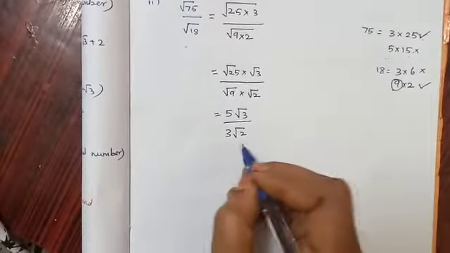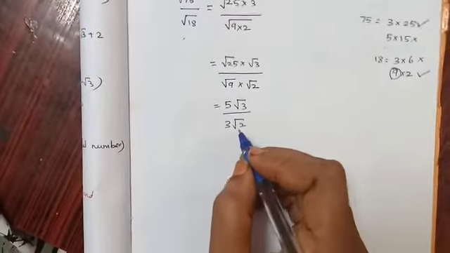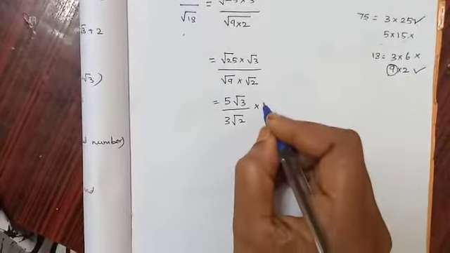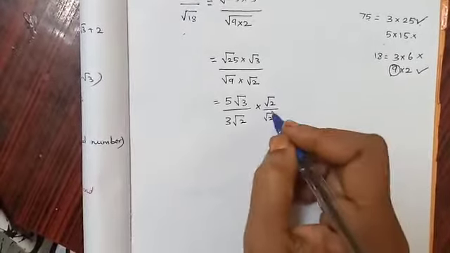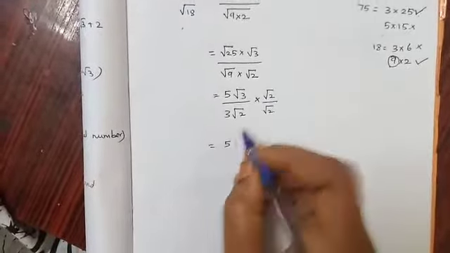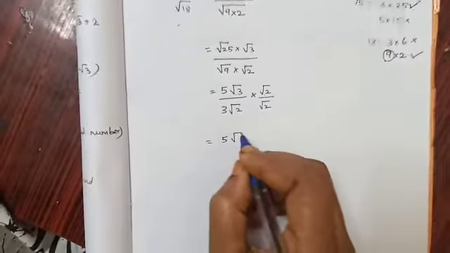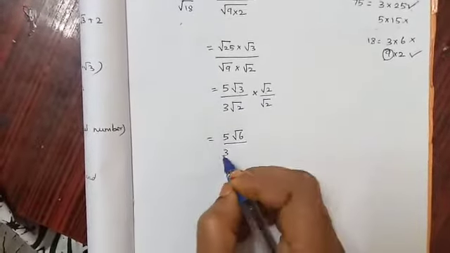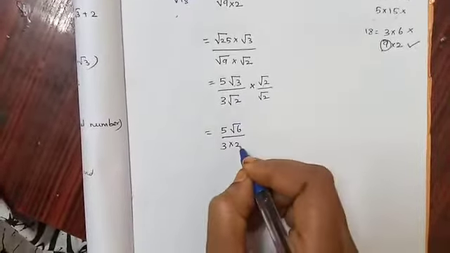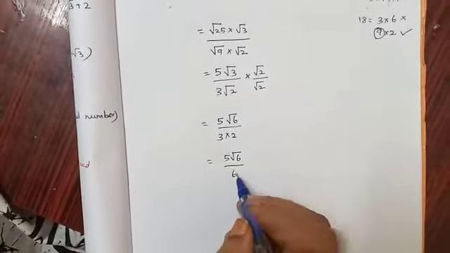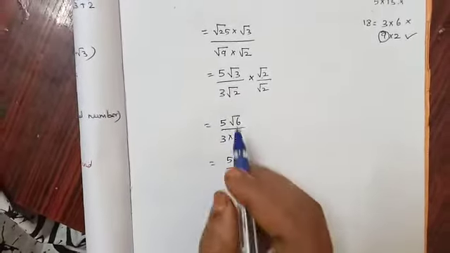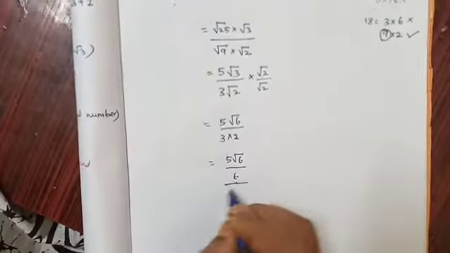Now we rationalize only the denominator. So here it is root 2, so we multiply and divide by root 2. Then only the meaning will not be changed. So 5 into root 3 into root 2, root 6, divided by 3 root 2 into root 2, 2. So the answer is 5 root 6 divided by 6. Now 6 is a rational number. So we rationalized.